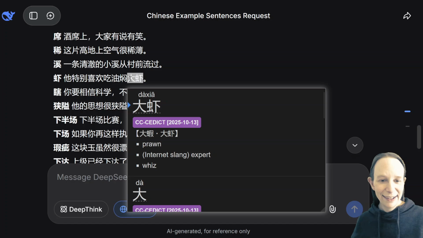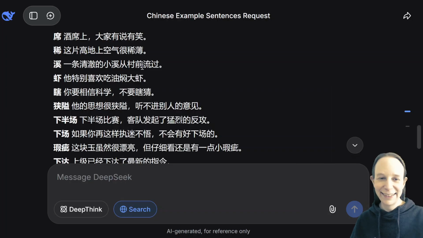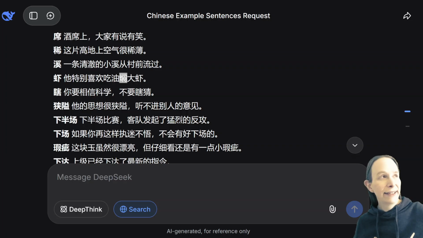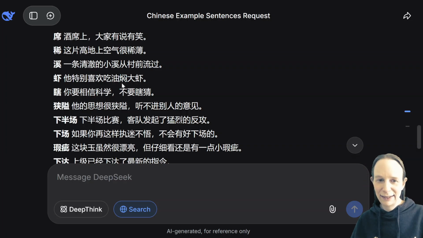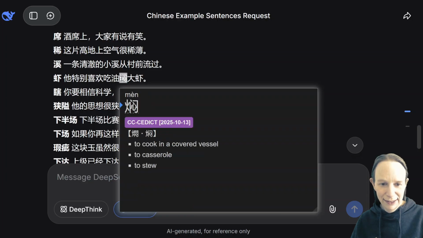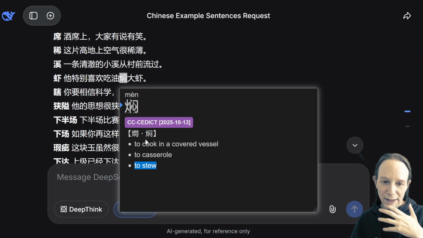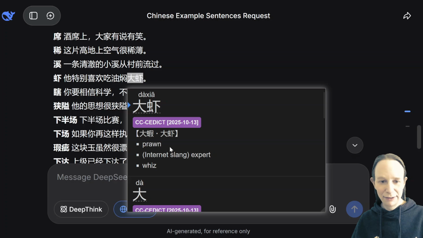What is 大虾? It's just big prawn, is it? Huh? Internet slang. All right, I don't know any slang usages. 我特别喜欢吃油焖大虾. Okay, so this is not slang. This is 油焖. 油 oil, 焖. This is a type of cooking. Is it like sauteed or something? All right, 大虾 is prawn.